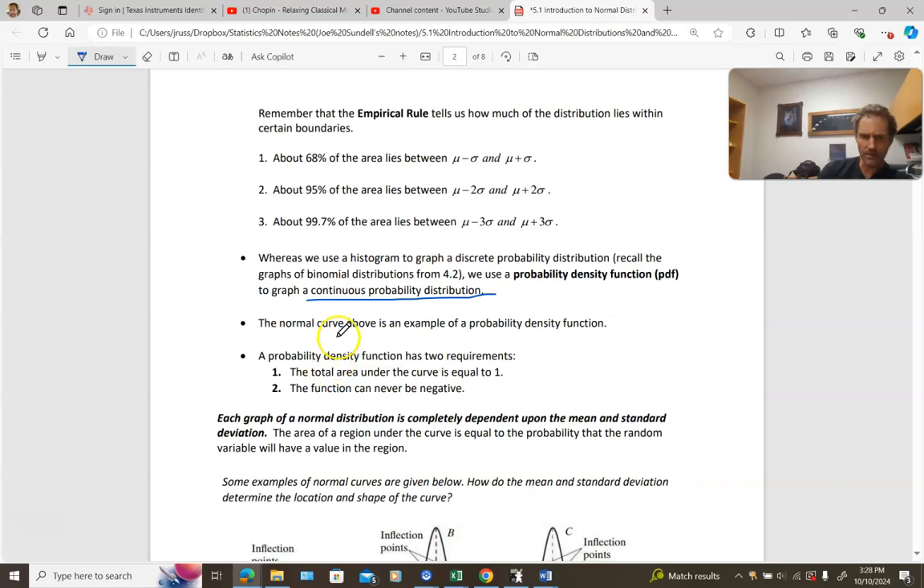And then let's see. Oh, the function can never be negative, so you're never going to see it dip below the x-axis, because every value of x represents an event, and every single event has to have a probability greater than or equal to 0.